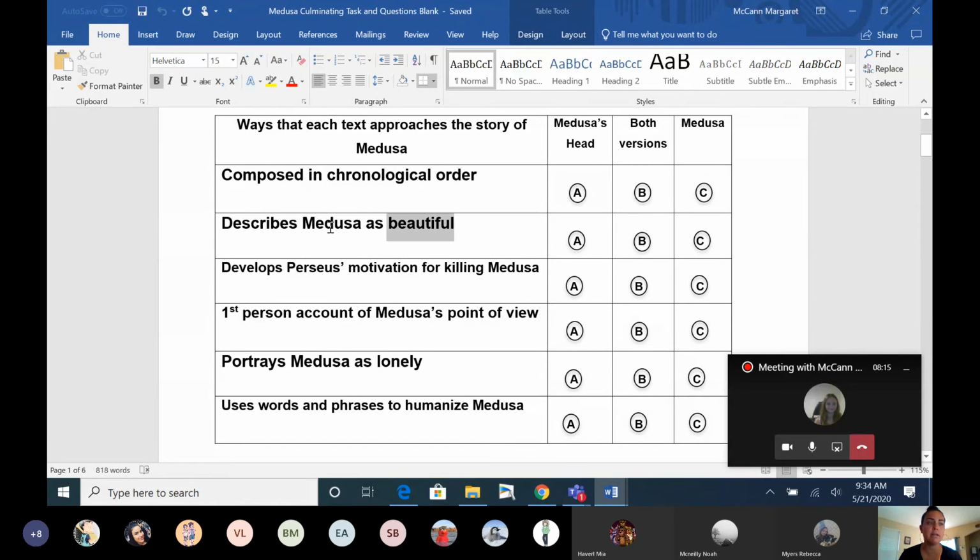And then the second statement describes Medusa as beautiful. So anywhere in the poem or the story, did they describe her as beautiful? If it was both of them, you pick both. If it's one or the other, you know what to do. Okay. Number 3, develops Perseus's motivation for killing Medusa. Basically what this means is, do they give us a reason? Do they tell you why Perseus is wanting to kill her? So in the story, did they talk about that? Did they explain why Perseus was going to kill her?